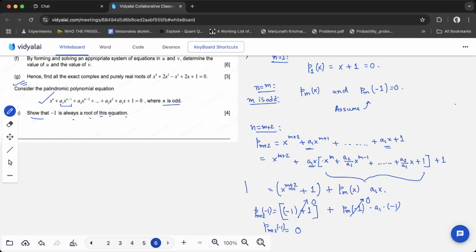So we do show that p_m of -1 equals 0 implies p_(m+2) at -1 is also equal to 0. So hence, for all n odd, p_n, the palindromic polynomials, evaluated at -1 is 0. So -1 must be a root of all such palindromic odd degree polynomials.